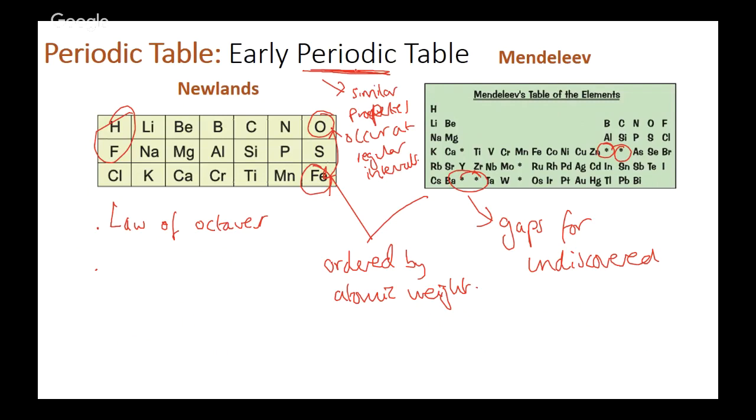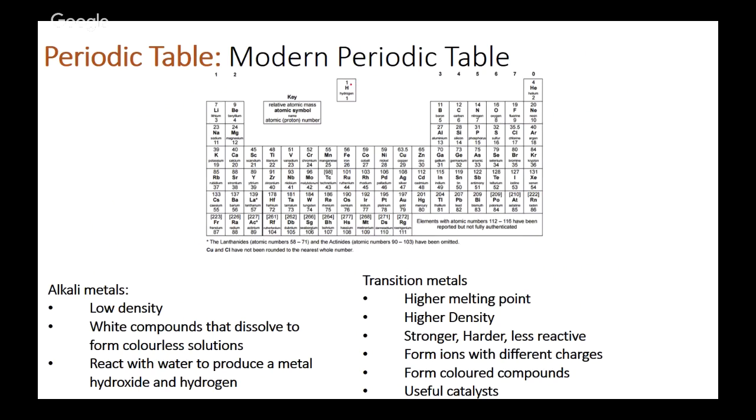However, the table that we look at now doesn't look anything like Newlands' or Mendeleev's. It is complete. There's no gaps in it like Mendeleev's. And you will see still we're grouping elements with similar properties together. The group numbers here are important. They tell you the number of electrons in the highest energy level. So the number of electrons in the outer shell or the highest energy level.